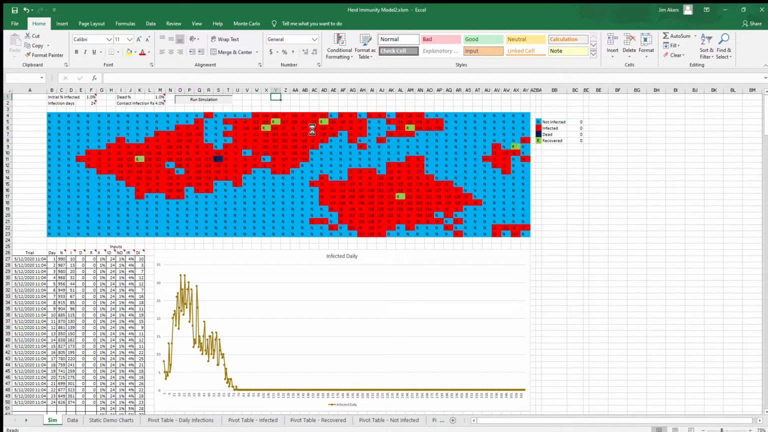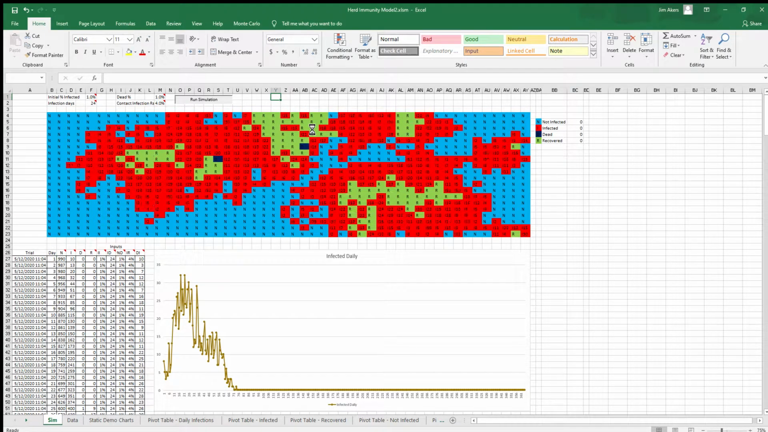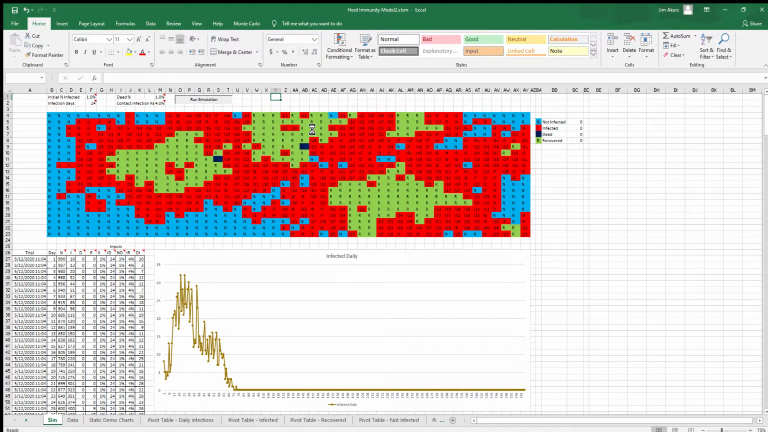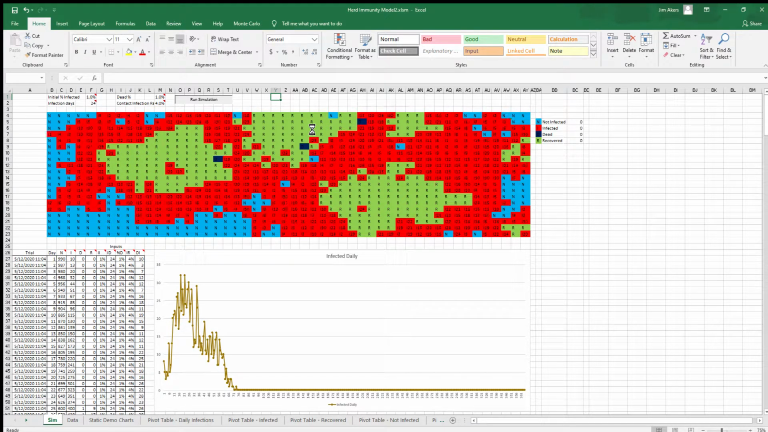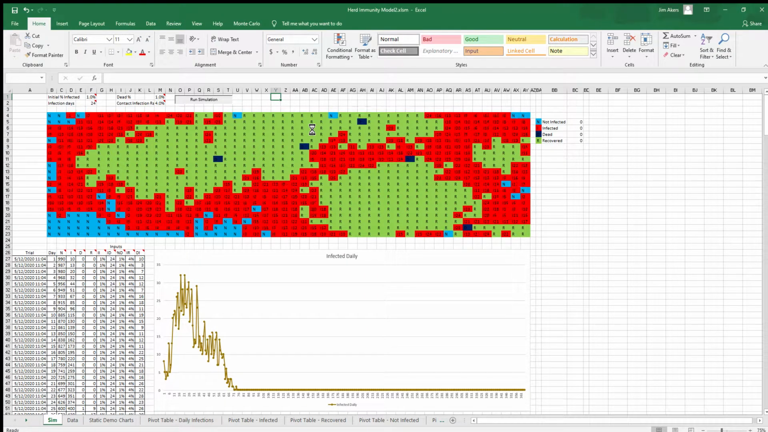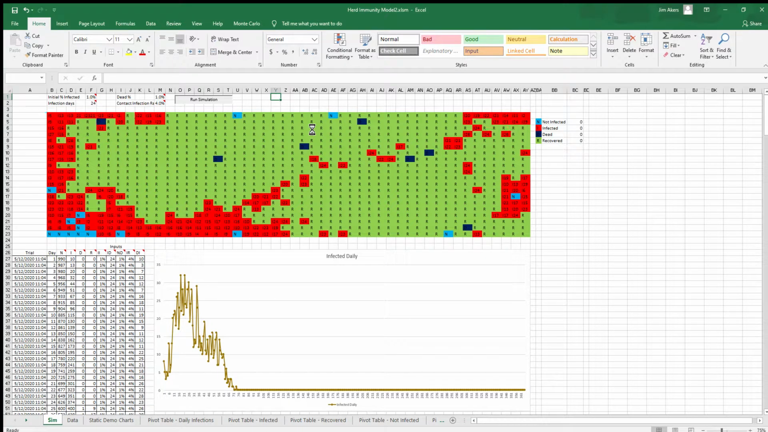You can see again the infection centers spreading. And I think we'll probably get a very similar result here. You can see it's spreading a little bit slower than it did with 5%. We may not fully infect everyone.